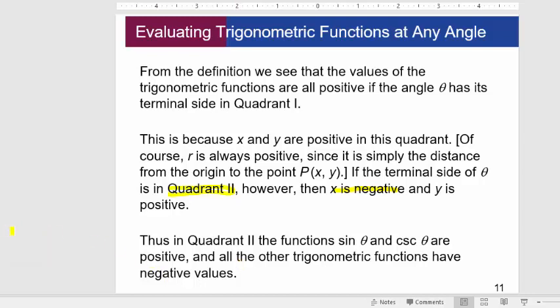And then the same thing occurs when you get into the third and fourth quadrant, right? In the third quadrant, you can see that both x and y are going to be negative. So the only ones that are going to be positive are the ones that involve both x and y, because then you get a negative divided by a negative, and that's going to be tangent and cotangent. And then in the fourth quadrant, x is positive and y is negative, and so on.